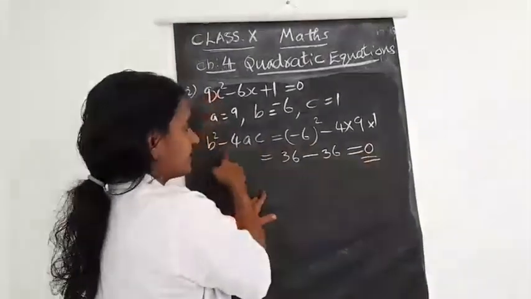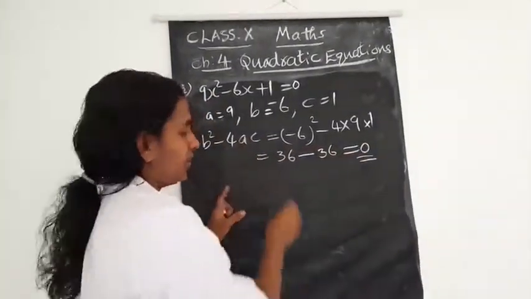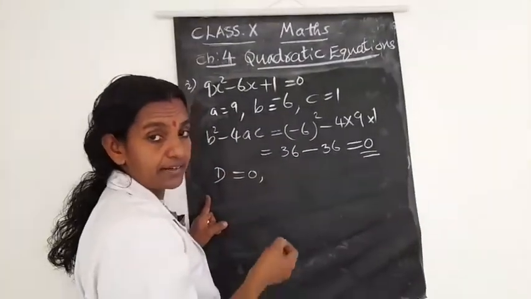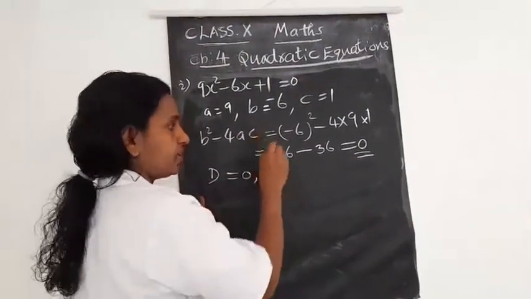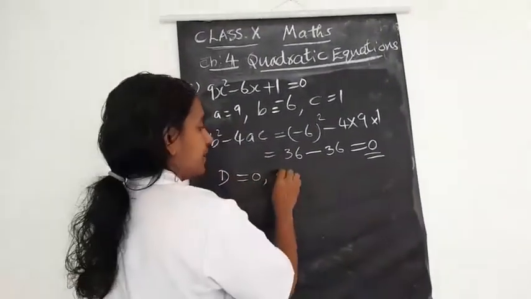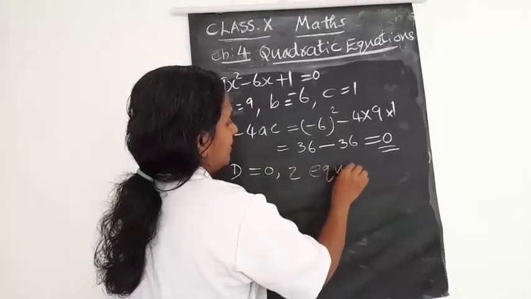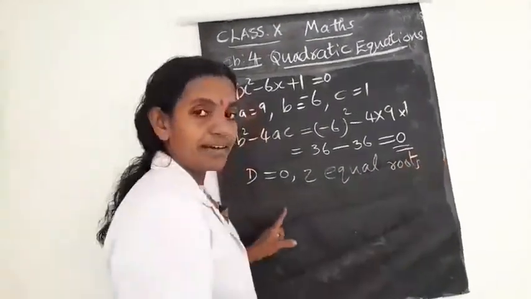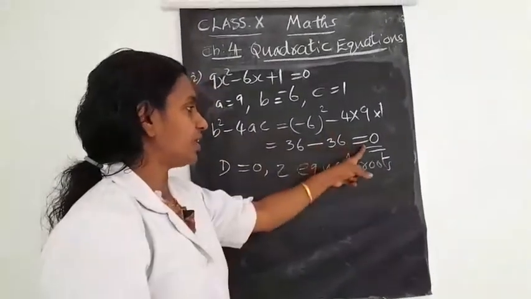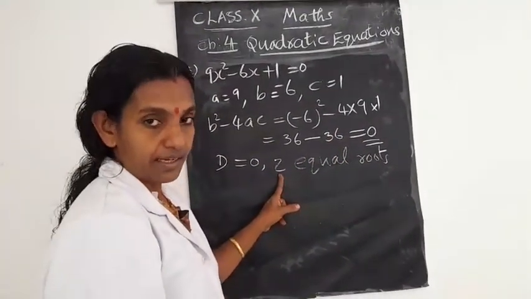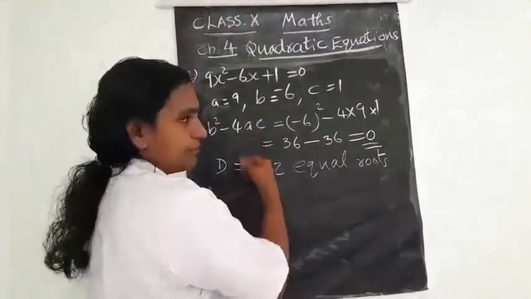So we got b square minus 4ac equal to 0. That is, discriminant equal to 0. So what can we write about the nature of roots? The given quadratic equation has 2 equal roots, 2 real and equal roots. Understand? So discriminant equal to 0, we are getting 2 equal roots, real and equal roots. Now we can find that value.